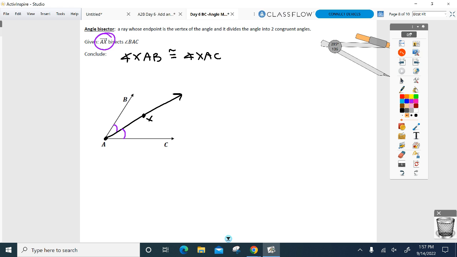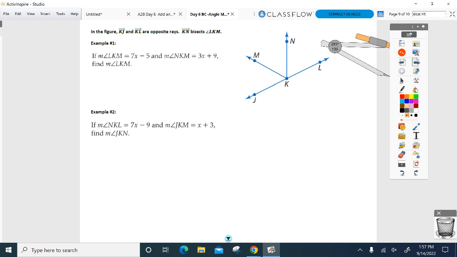All right, let's do it. Some algebra. In this course, never skip over the directions, because there's probably something important in the directions that's going to lead you to getting these answers correct. Okay, KJ and KL are opposite. Okay, that's good. Here's what we need to remember. KN bisects LKM.